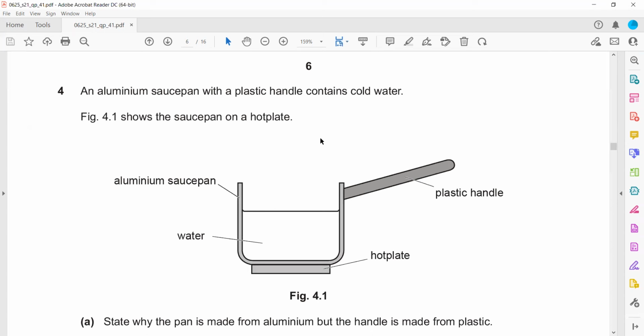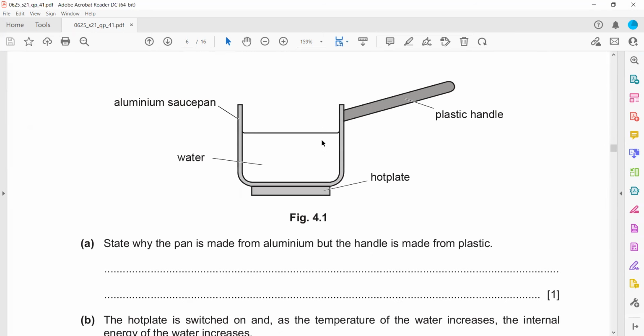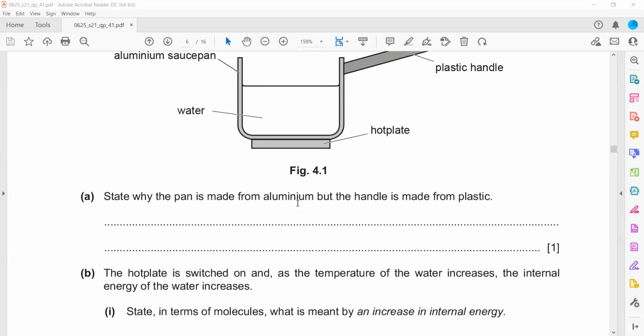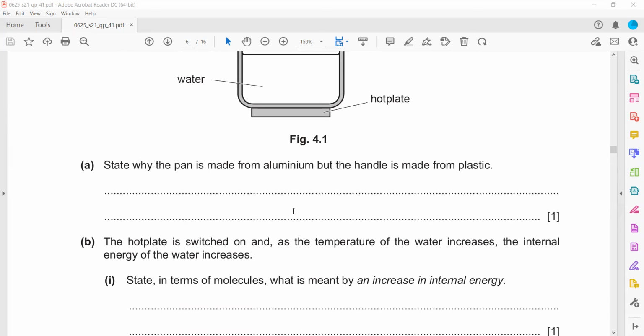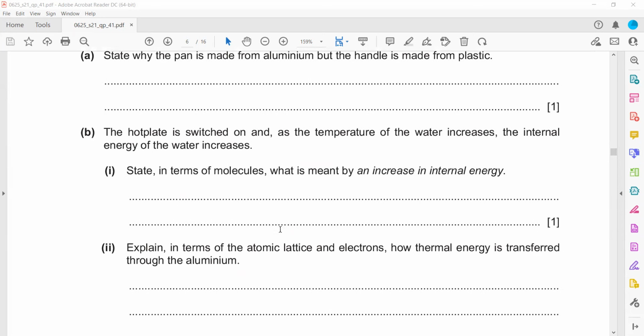Then the question: an aluminum saucepan with a plastic handle. State why the pan is made from aluminum but the handle is plastic. Because aluminum is a conductor, which allows the heat energy to pass. That's why the pan is made up of aluminum, and the handle is plastic so that it's an insulator, so we can lift it up.